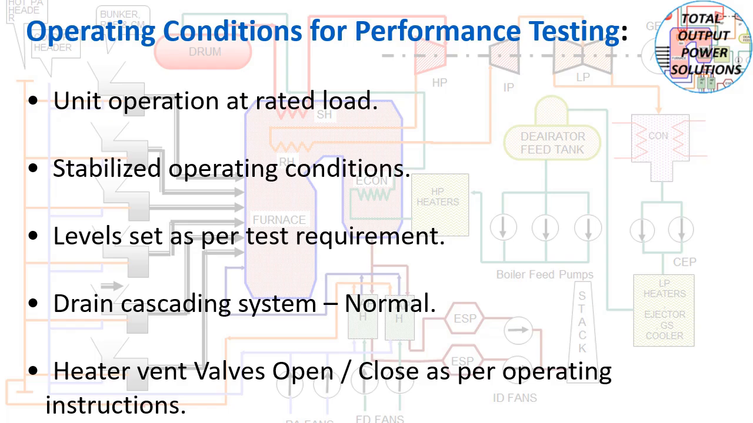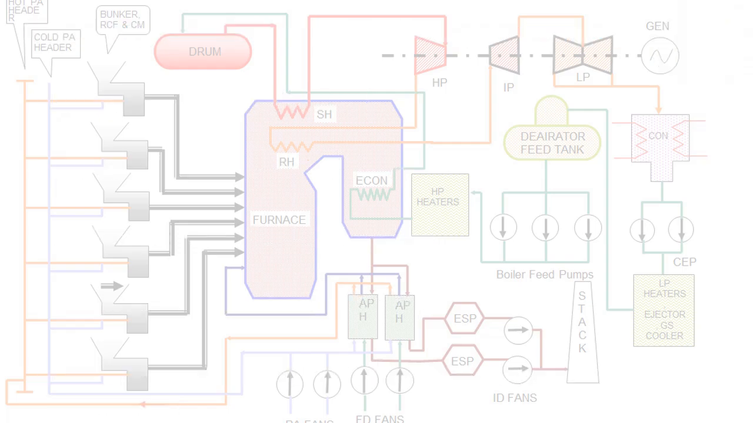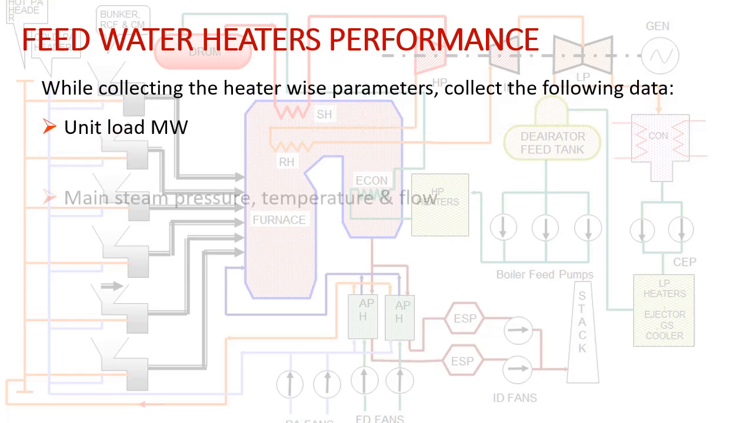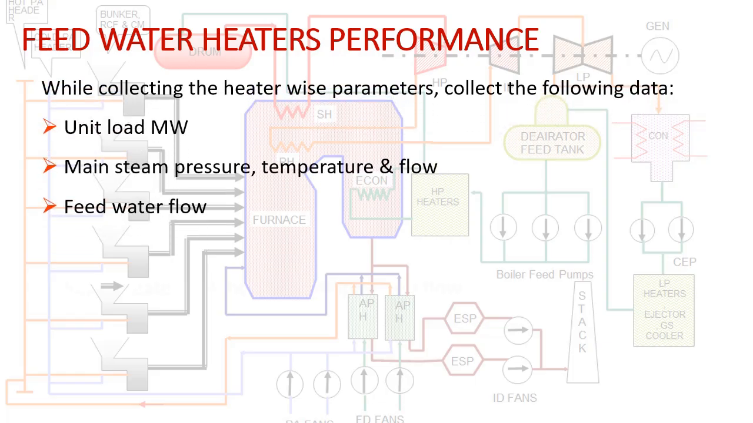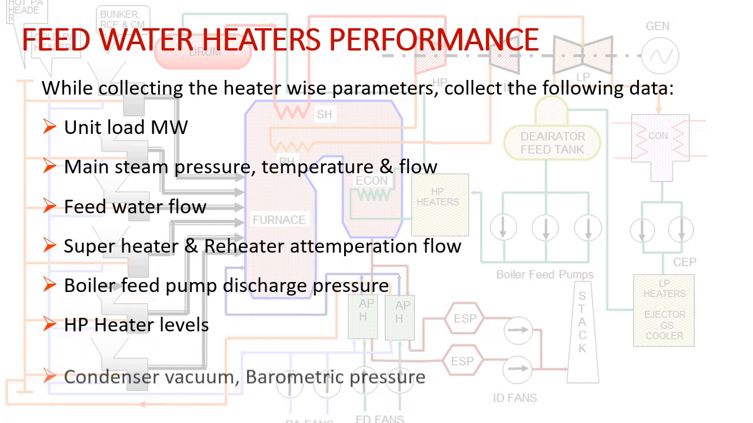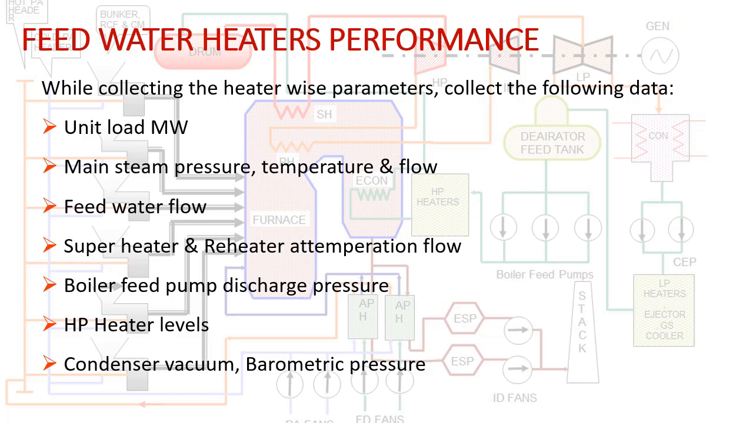Well, then while collecting the heater-wise parameters for heater number 5 and heater number 6, we will collect the following data: unit load in megawatt, main steam pressure, temperature and flow, feed water flow, superheater and reheater attemperation flow, boiler feed pump discharge pressure, HP heater levels, condenser vacuum and barometric pressure.